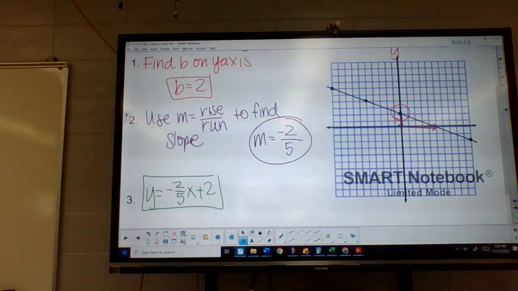Now the negative on the 2/5 can be on the top or the bottom or kind of hovering in front of it. It just can't be in both spots. Remember that slope, nice negative, it's going downhill there. Okay? All right, then we're going to flip it over to number 8 on the back side.